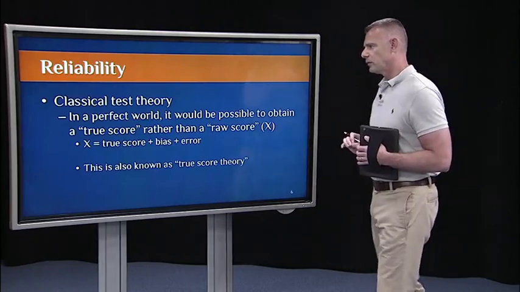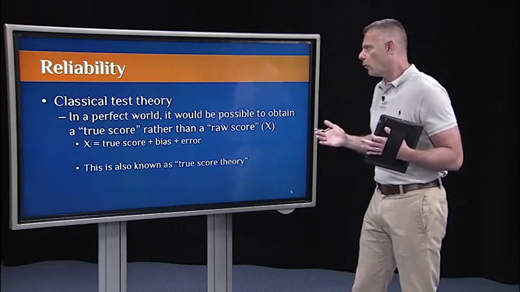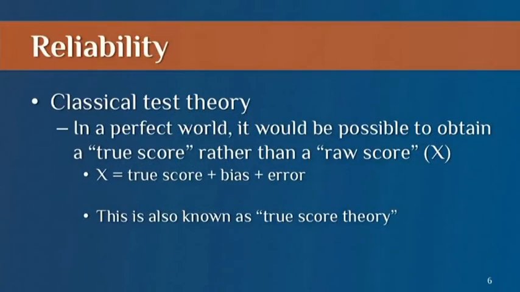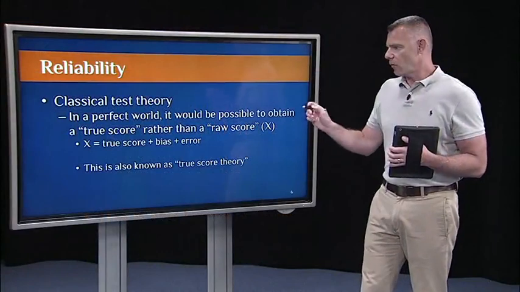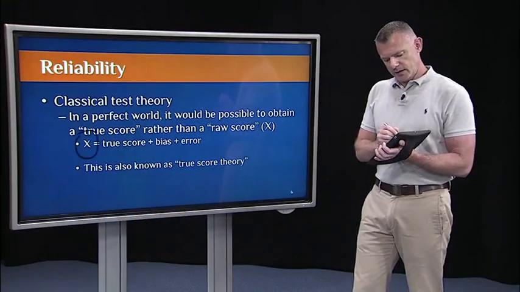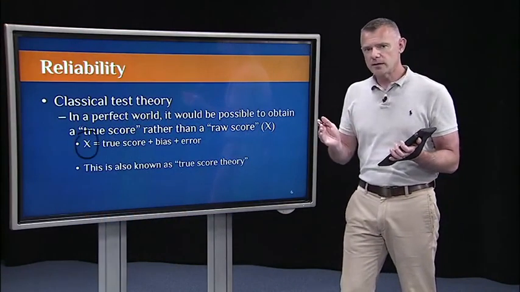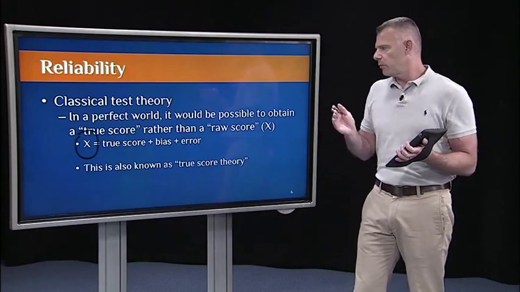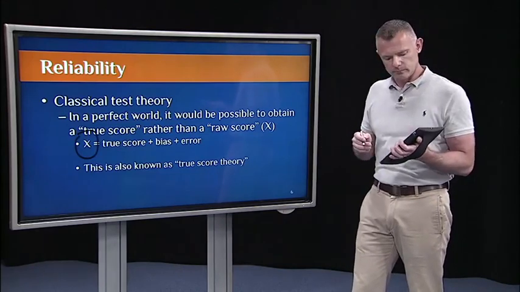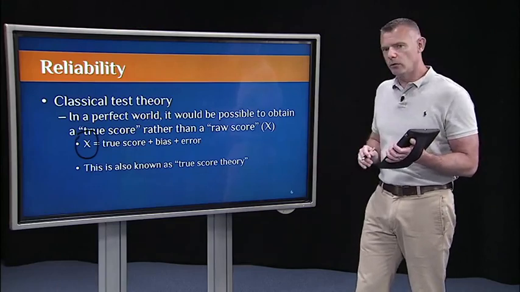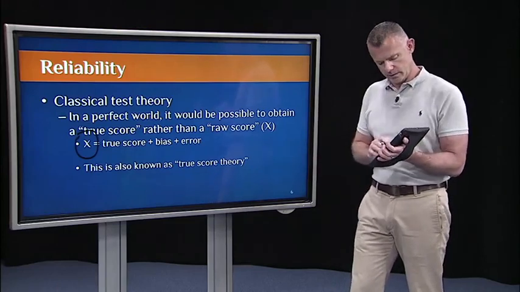So here's the heart of classical test theory: in a perfect world, it'd be possible to get the true score for whatever it is we're trying to assess. So it should be possible for me to get the true body temperature. But I can't. There's always going to be just chance error. There might be systematic bias. So any raw score X is actually the true score plus some bias, if it exists, plus some chance error. And as I said, this is also known in psychometrics as true score theory.